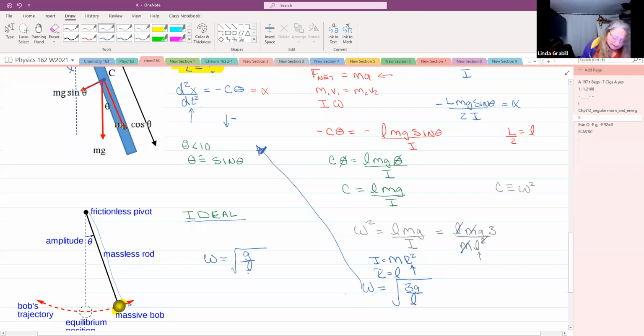That comes from the fact that, remember, for a point mass, our inertia is just mr squared. So that 3 goes away. It was never in there. So that's two equations that you have for omega in your textbook.